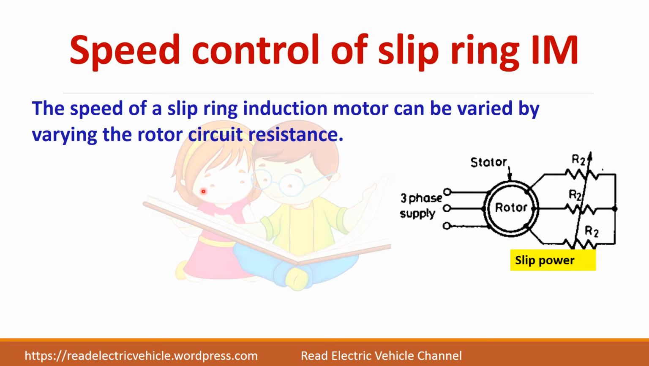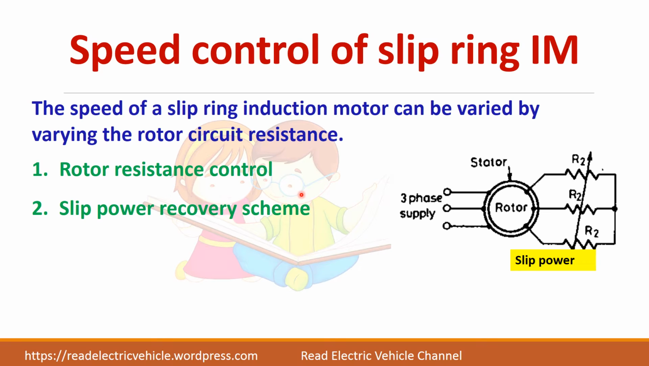Basically, there are two types to control the speed of the slip ring induction motor. One is the rotor resistance control. Another one is called slip power recovery scheme. In rotor resistance control, we are changing the rotor resistance and controlling the speed of the slip ring induction motor. Basically, the slip power is wasted in the resistance in rotor resistance control. In slip power recovery scheme, as the name suggests, the slip power is recovered here. So what is done? The slip power, instead of wasting in resistor, is returned back to the supply.